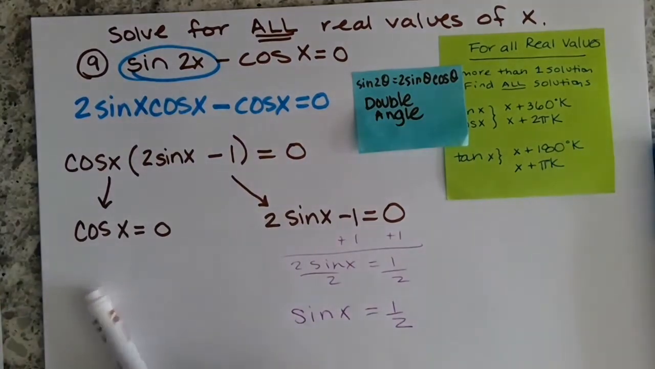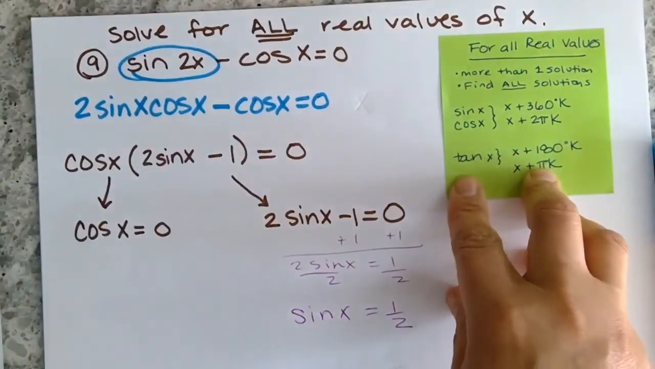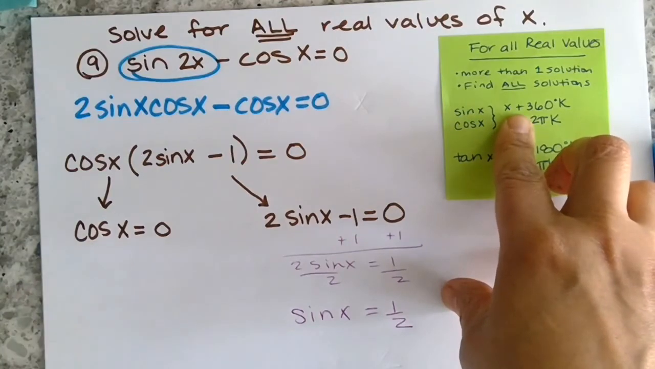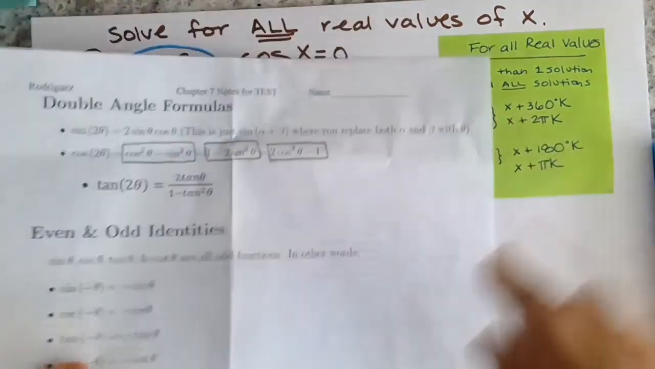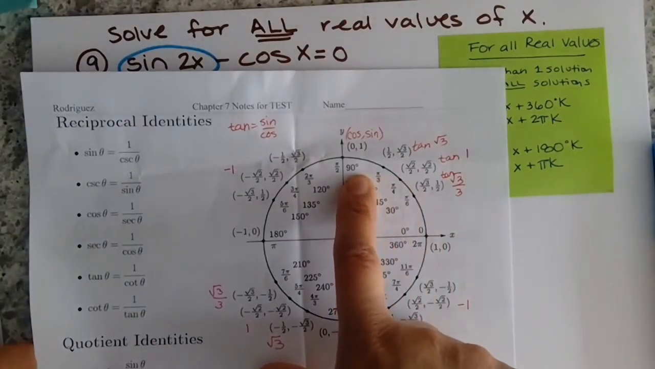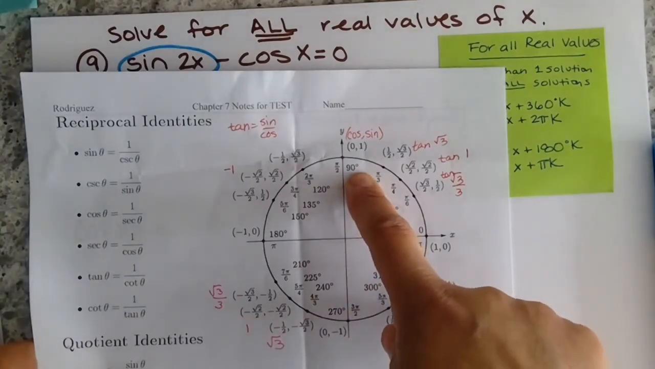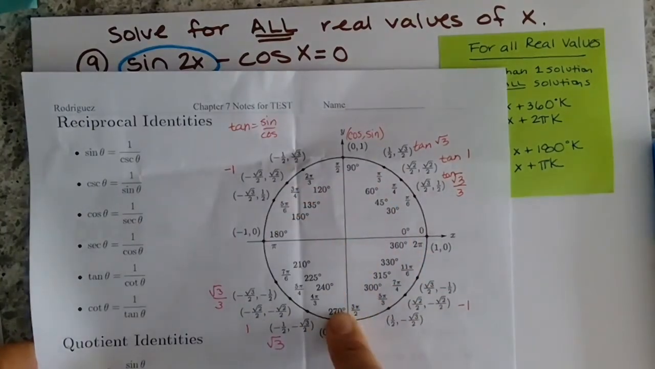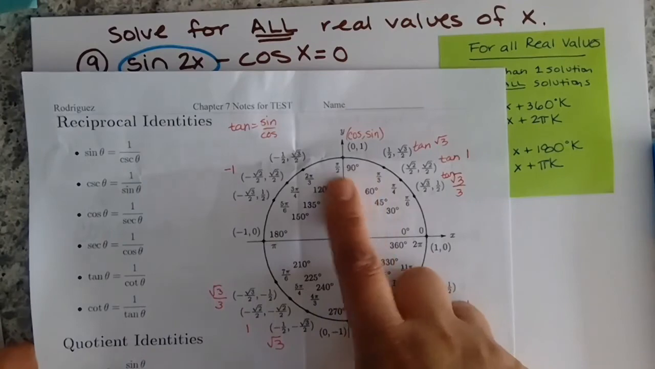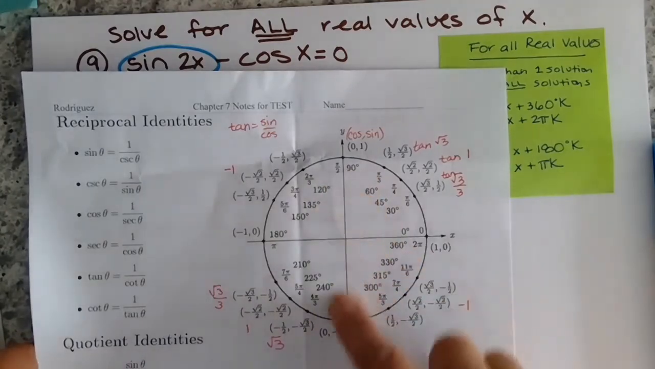All right. So I'm going to look for my answer. Where's the cosine 0? Cosine is 0 at 90 degrees. Cosine is also 0 at 270 degrees. It didn't say to give my answers in degrees or radians, so I'll just do degrees, but you could have done radians. If I do degrees, your answer is 90 and 270.